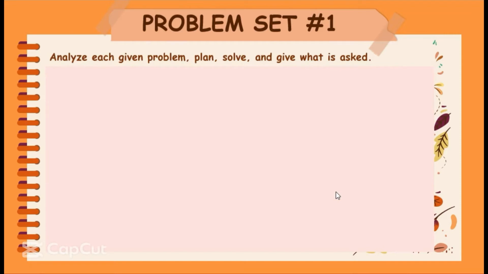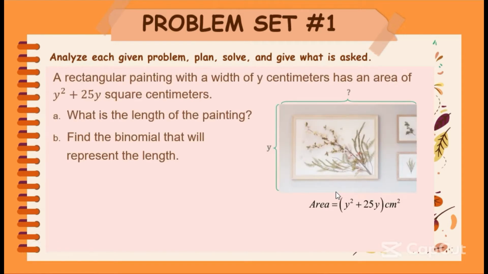What you are going to do para mas maunawaan nyo is to analyze the given problem, plan or determine ano ba yung gagawin, solve, use formulas and techniques, and give what is asked. A rectangular painting with a width, yun daw lawak, of y centimeters has an area of y squared plus 25y cm squared. Ang tinatanong, what is the length of the painting? Ano yung haba? And find the binomial that will represent the length.